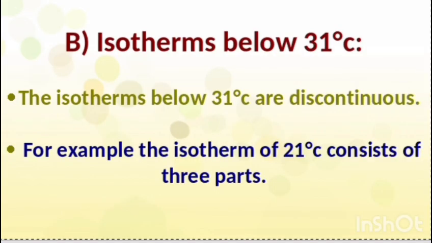Isotherms below 31 degrees Celsius. The isotherms below 31 degrees Celsius are discontinuous. For example, the isotherm of 21 degrees Celsius consists of three parts.